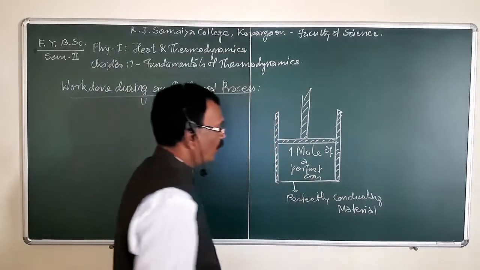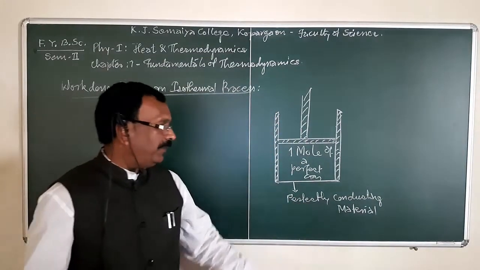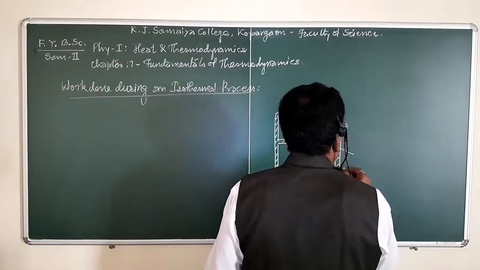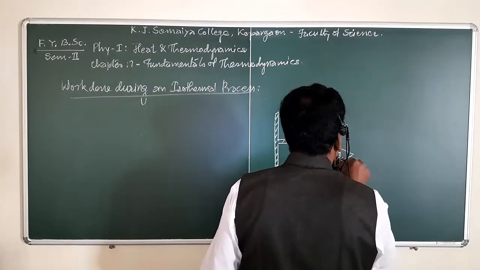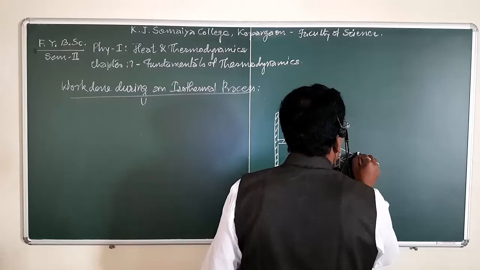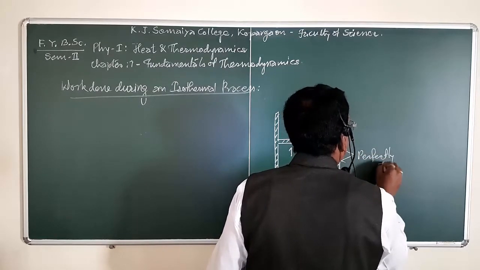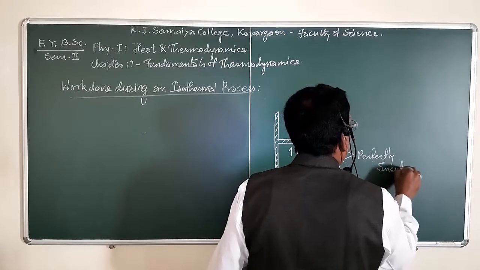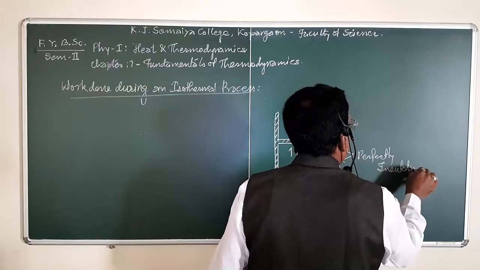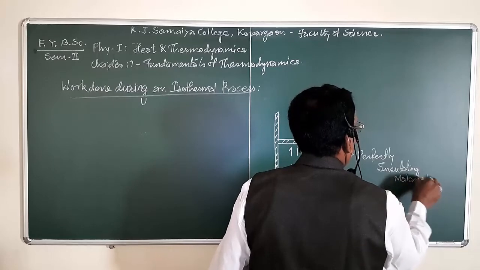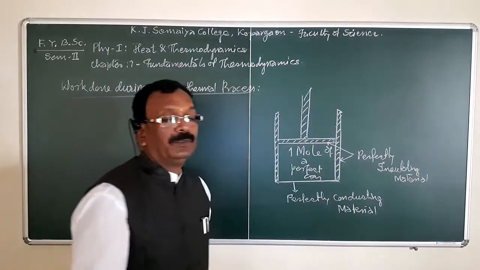The base of the cylinder, or bottom of the cylinder, is of perfectly conducting material, whereas the material of the piston and the walls of the cylinder are perfectly insulating material.